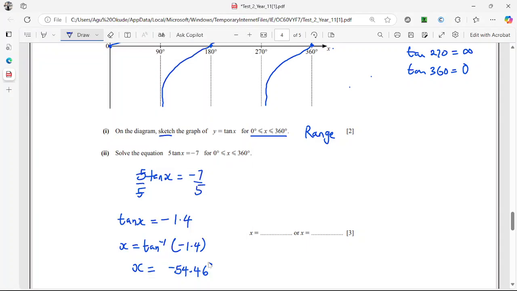Now you can see that for IGCSE the range is between 0 degrees and 360 degrees. But my answer I got here is negative, so this is outside the required range. So now what am I going to do?